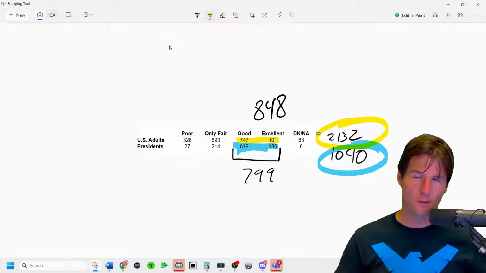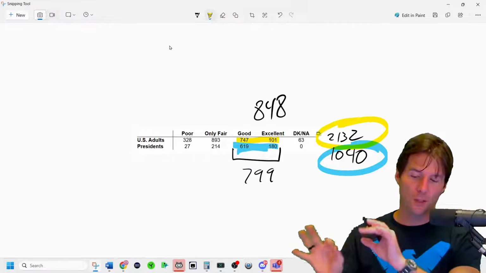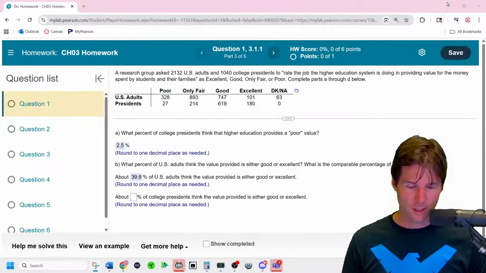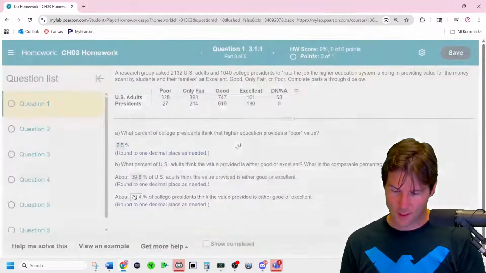of the U.S. adults, these are all conditional, like of the U.S. adults, what percent think it's good or excellent? Of the college presidents, what percent think it's good or excellent? These are conditionals because you go within 799 divided by 1040. It should be very close to that.